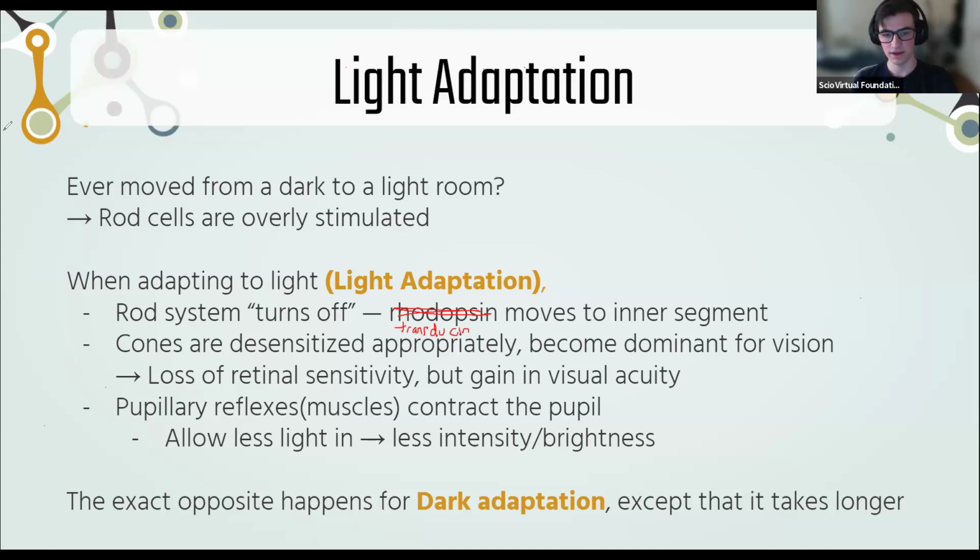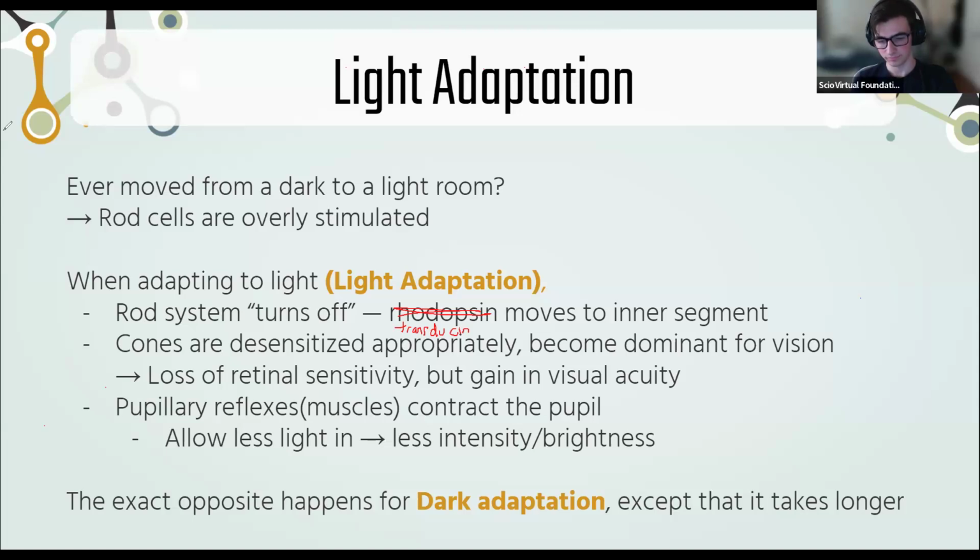Also, when you're adapting to light, your pupil size is going to change because you're going to allow less light into your eye to dampen the intensity. And so your pupillary reflexes, which are just muscles around your pupil, contract the pupil to allow less light, and thus you're going to have less intensity. When you're adapted to the dark, it's the exact opposite from that.